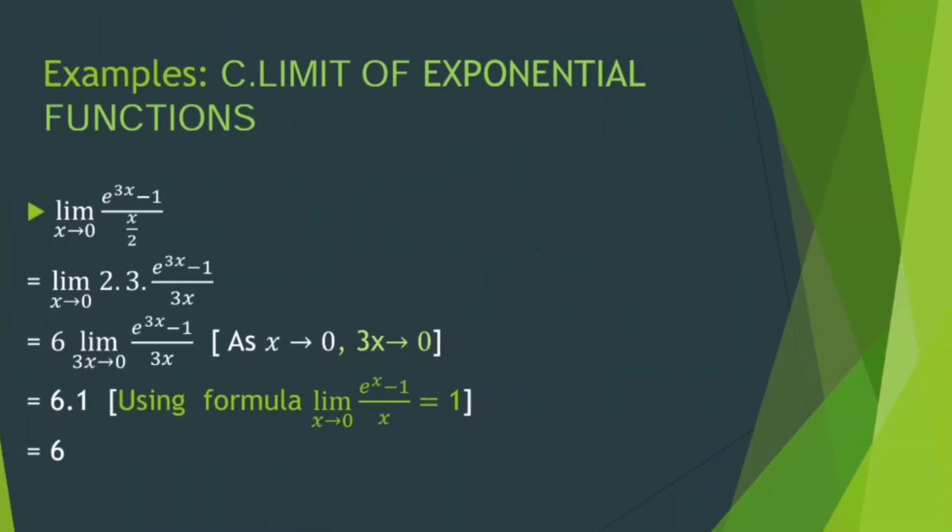Limit x tends to 0 (e to the power 3x minus 1) by (x by 2). Now to use the previous formula, the denominator must be 3x. So the limit can be written as limit x tends to 0 (e to the power 3x minus 1) by 3x. For adjustment we multiply it by 2 into 3. Again using properties of limit we get 6 into limit (e to the power 3x minus 1) divided by 3x. Also here as x tends to 0 we get 3x tends to 0. Now we can use the previous formula, that limit x tends to 0 (e to the power x minus 1) by x equal to 1. So we get 6 into 1 equal to 6.